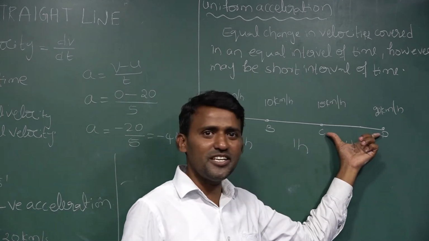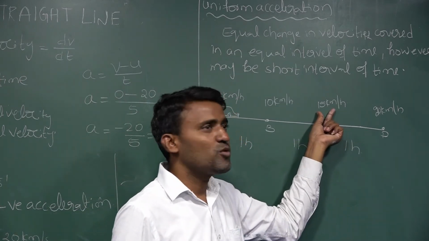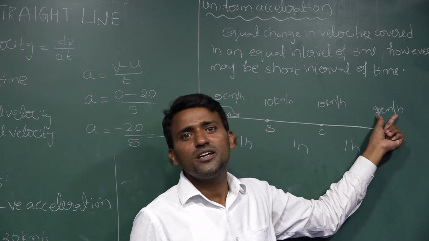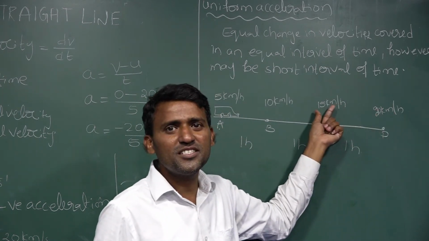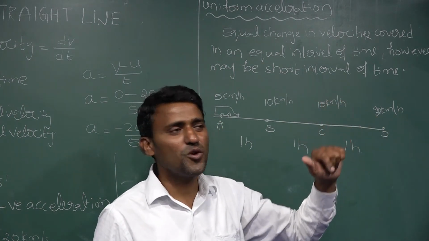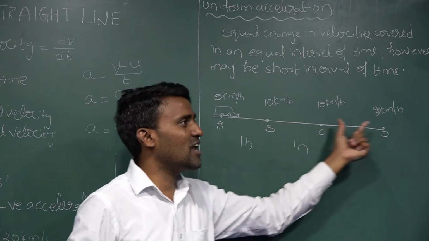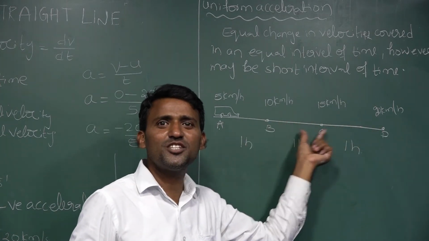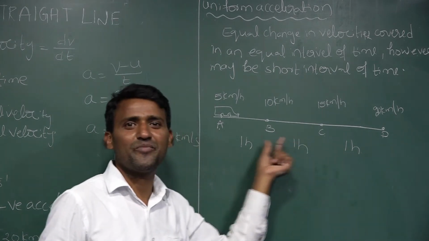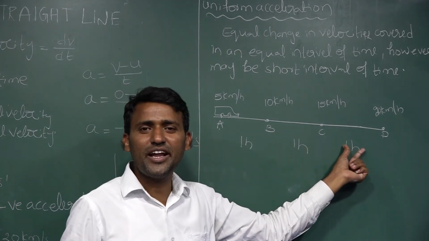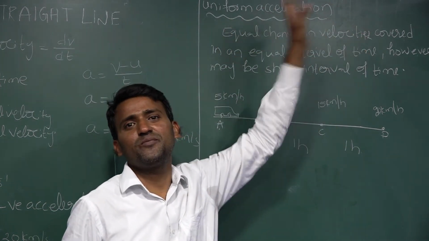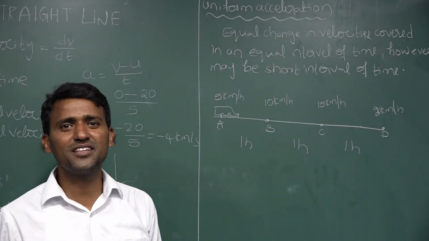Next, if you take the CD points, C is the initial position, D is the final position. Here final speed is 20 km per hour, initial is 15 km per hour. 20 minus 15, that is 5. So, equal change in velocities covered in an equal interval of the time, that is called uniform acceleration.